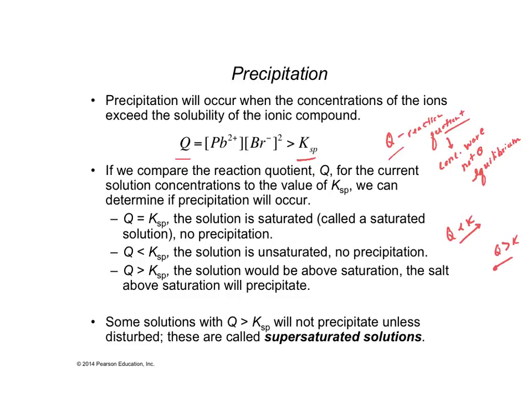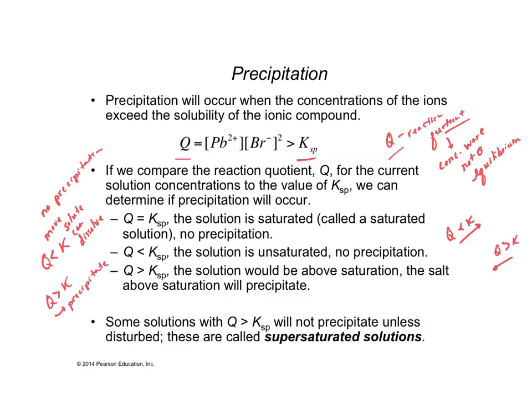Now, with respect to solubility, if Q is less than K, that means we have not reached a saturated solution yet, so more solute can dissolve before we actually reach saturation and see precipitation. So Q less than K means no precipitation. And if Q is greater than K, then we do have a saturated solution, and you would expect it to precipitate.